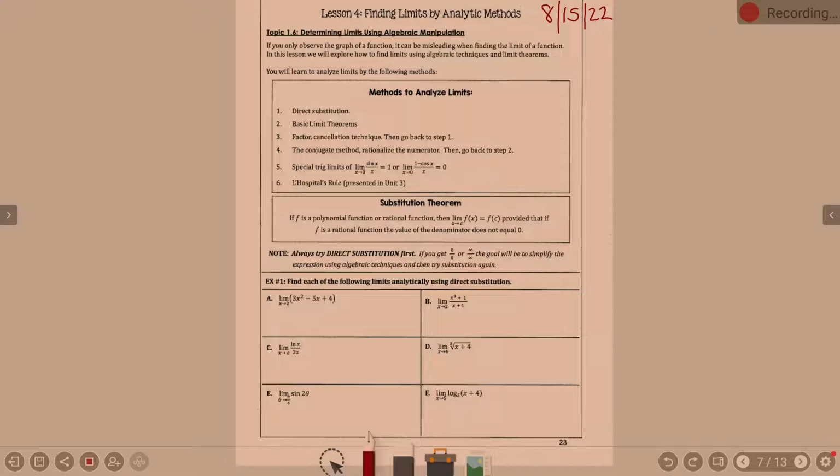Find each of the following limits analytically using direct substitution. So, first thing we're going to try is, 3x squared minus 5x plus 4. Well, if we graph that, that would be a basic parabola, right? It's a basic parabola. So wherever we're at when x is approaching 2, we're going to be approaching some y value. So we can just plug it in to see what value we're approaching. So if I plug 2 in here, 3 times 2 squared minus 5 times 2 plus 4.